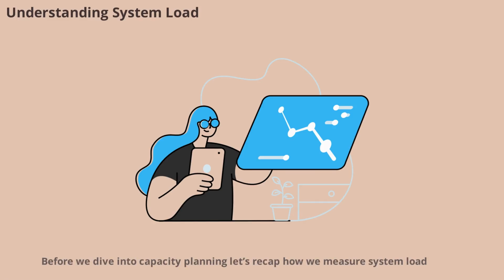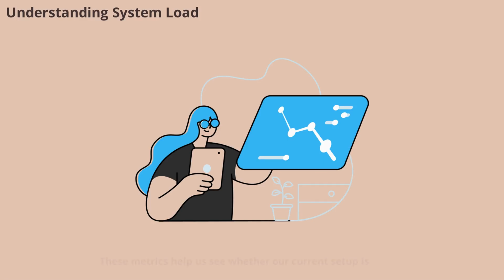Before we dive into capacity planning, let's recap how we measure system load. We use concepts like arrival rate, service rate, utilization, and Little's law to understand how busy our system is and how efficiently it processes requests. These metrics help us see whether our current setup is keeping up with demand or if we're starting to fall behind. By monitoring these numbers, engineers can spot bottlenecks and decide when it's time to scale up.